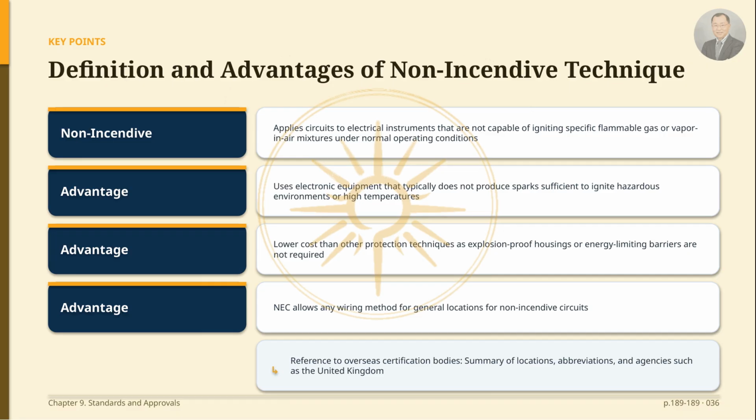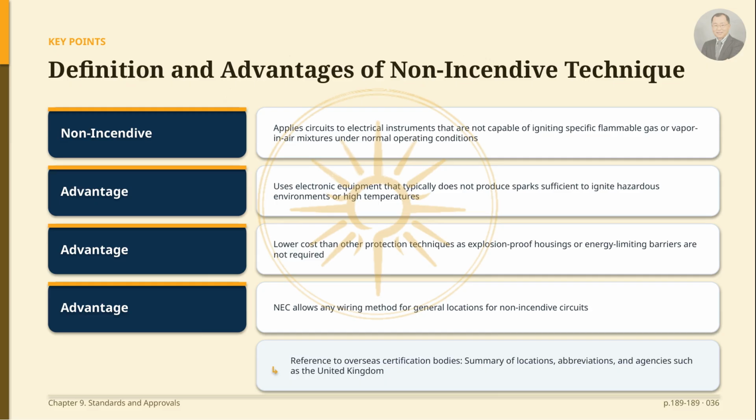The non-incentive technique allows for the incorporation of circuits in electrical instruments that are not capable of igniting specific flammable gases or vapor and air mixtures under normal operating conditions. Looking at the advantages, this technique uses electronic equipment that normally does not develop high temperatures or produce sparks strong enough to ignite the hazardous environment. Also, there is lower cost than other hazardous environment protection techniques because there is no need for explosion-proof housings or energy-limiting barriers. Furthermore, for non-incentive circuits, the NEC permits any of the wiring methods that are suitable for non-hazardous locations.